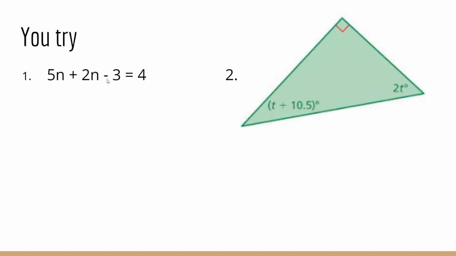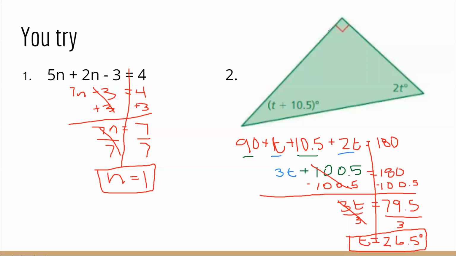Now I want you to try these 2 problems. So pause the video, try them both, and remember that this means that it's a right angle and it's 90 degrees. So you have just the number 90 degrees for that, and you're going to be solving for your variable t. Pause the video now and check your answers in a second. And here are your answers. So for number 1, you should have gotten n equals 1. And for number 2, you should have gotten 26.5 degrees.